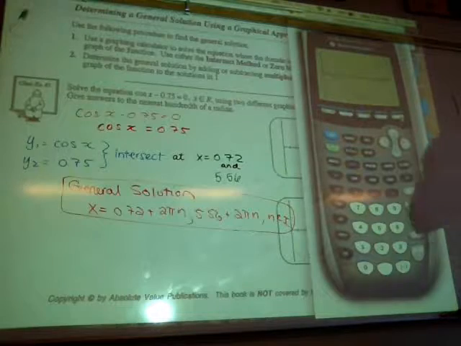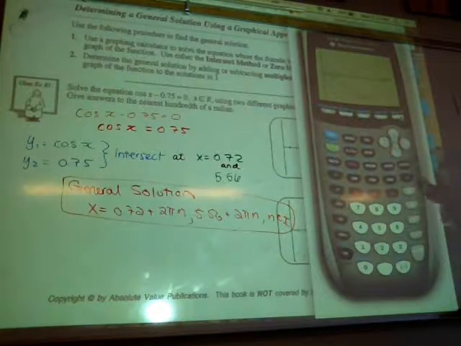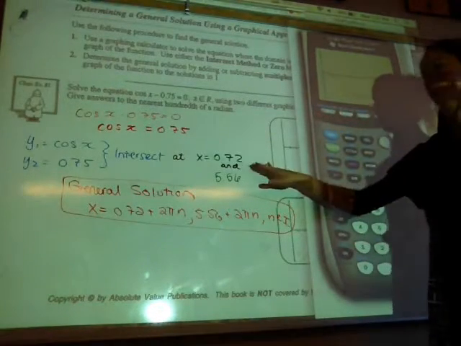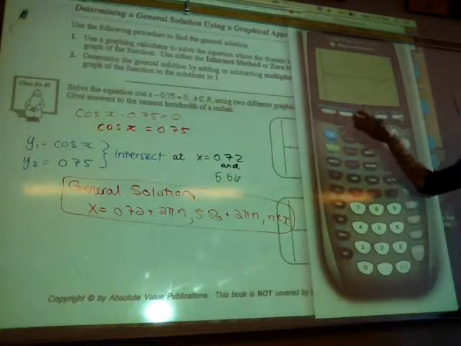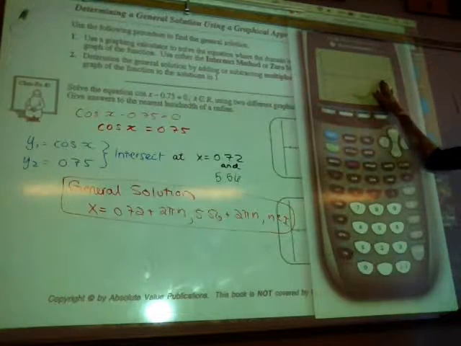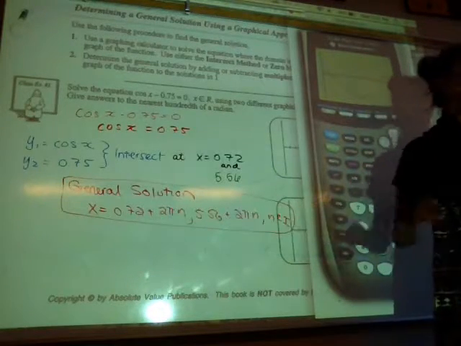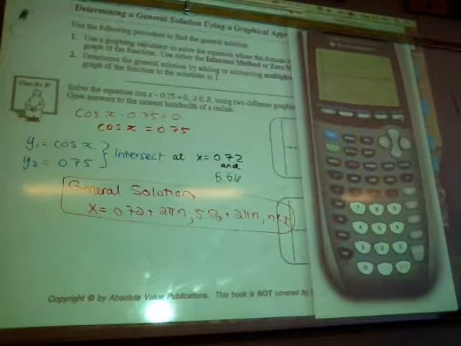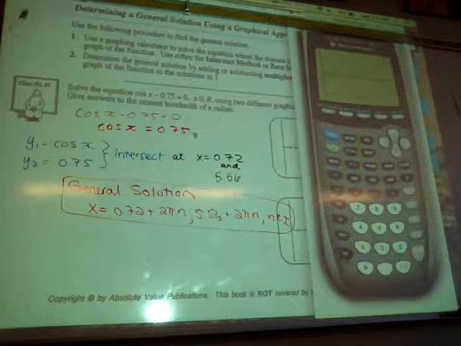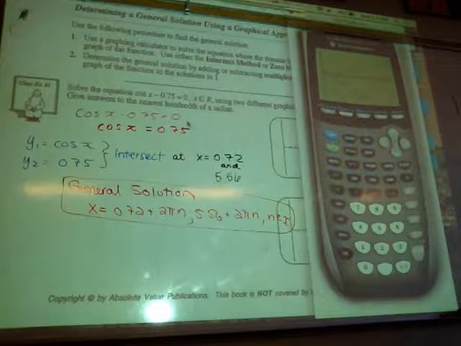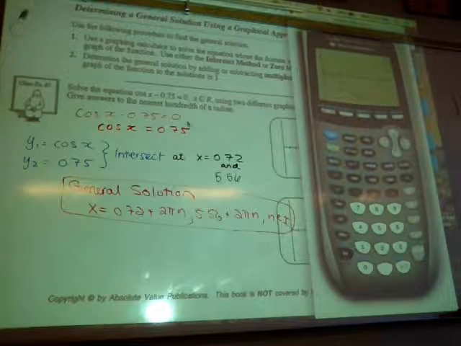I feel like we've reviewed how to find x-intercepts. You are going to get the exact same values, 0.72, 5.56. Okay, that's where we're crossing the x-axis. We would have to add the general period of 2 pi n to get the general solution. So for those solutions, you would put 0.72 plus 2 pi n.